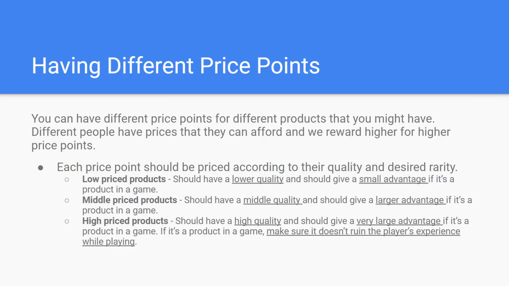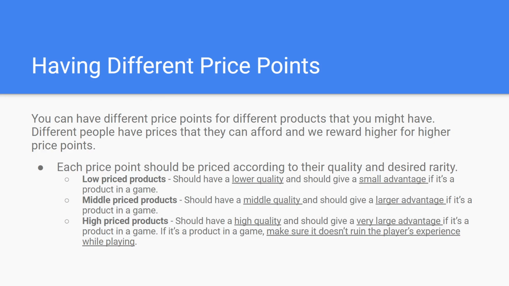Having different price points. You can have different price points for different products that you might have. Different people have different prices that they can afford, but we also want to reward higher price points. Each price point should be priced according to its quality and desired rarity. For example, low-priced products should have a lower quality and should give a smaller advantage if it's a product in a game.